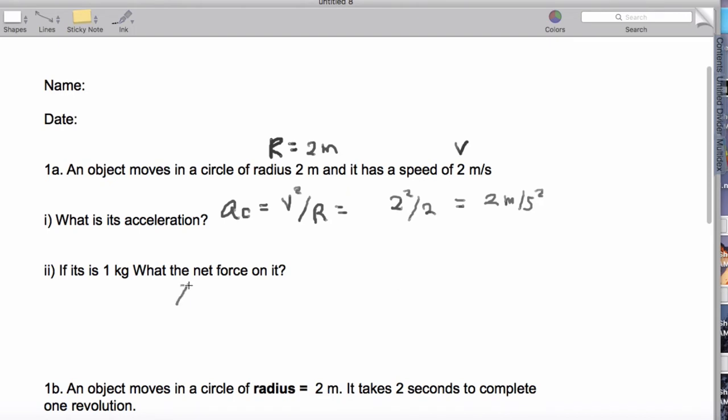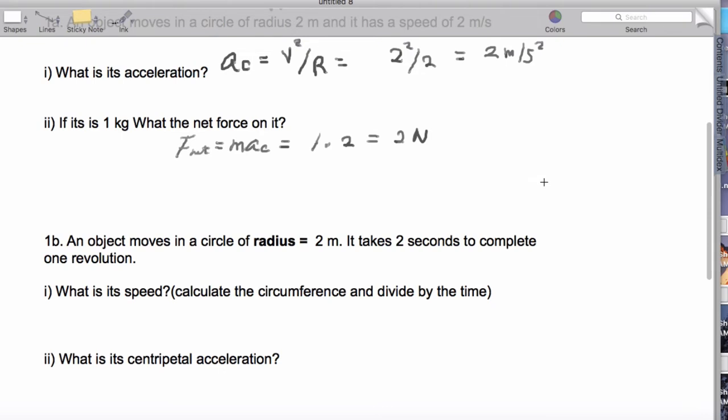The net force, well, F net is going to actually equal m times a_c, which is going to be 1 times 2. And that is how we're going to actually get 2 newtons worth of force.